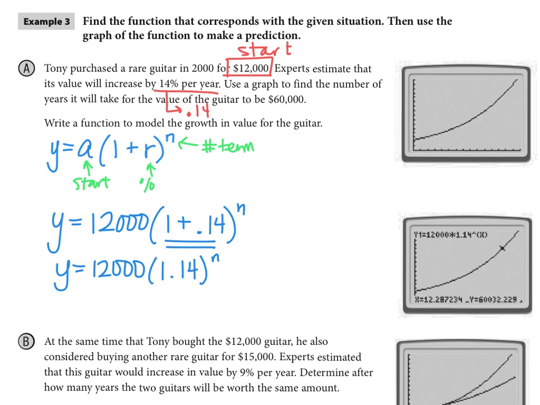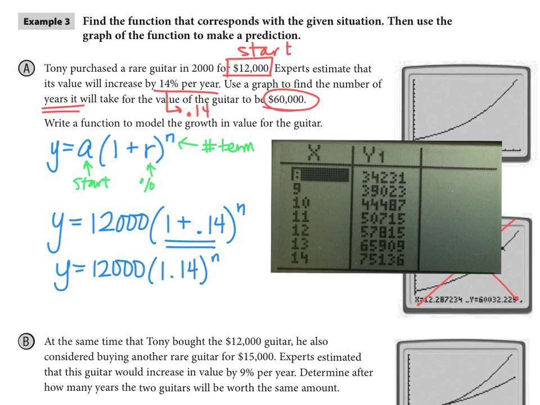All right, the question is asking how many years, so we're going to be solving for n. Does it take until it equals 60,000? And we're going to do that not with our graph like they show us, we're going to do that with the table in our calculator. So I'm going to pause and take a picture of what that looks like for you.